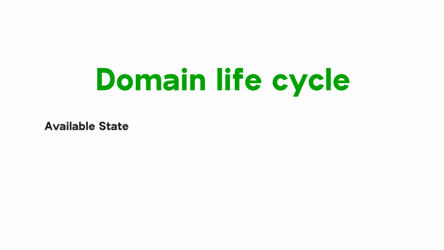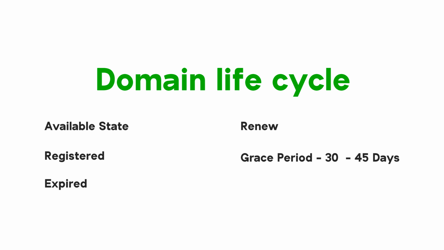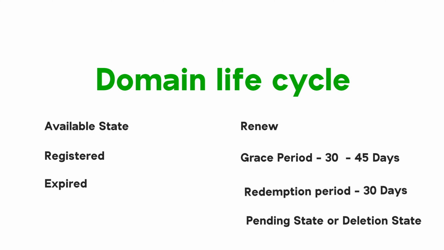Domain life cycles start with the available state where the domain is available, and once we can register a particular domain for 1 to 10 years. After that it expires, so we have to renew it. Then we have a grace period that is around 30 to 45 days, and the last chance is the redemption period of 30 days. Then it is in the pending state. If we want, we can delete it and then it goes back to the available state.